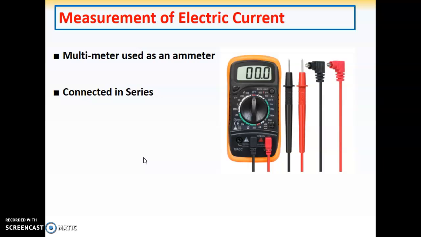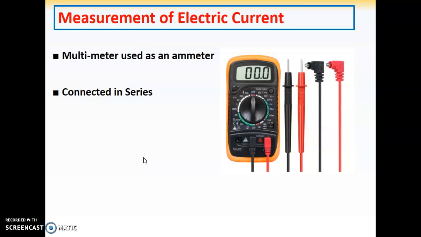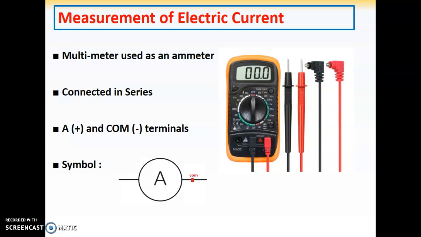It must be connected in series, like one-to-one terminal. One terminal of the ammeter must be connected to one terminal of the electric component in a circuit. A, which is the positive terminal, and COM, which is the negative terminal. So it has two terminals, A and COM terminal. And the symbol of the ammeter is, sorry, a circle with a capital A inside it, showing the COM terminal.